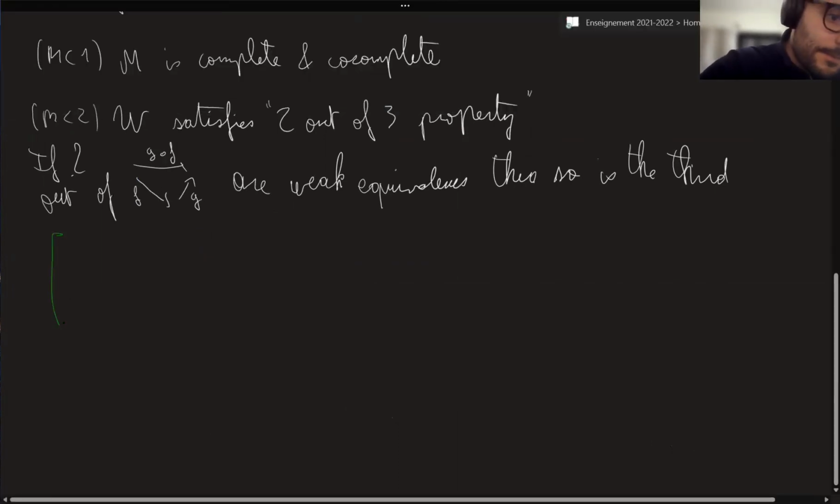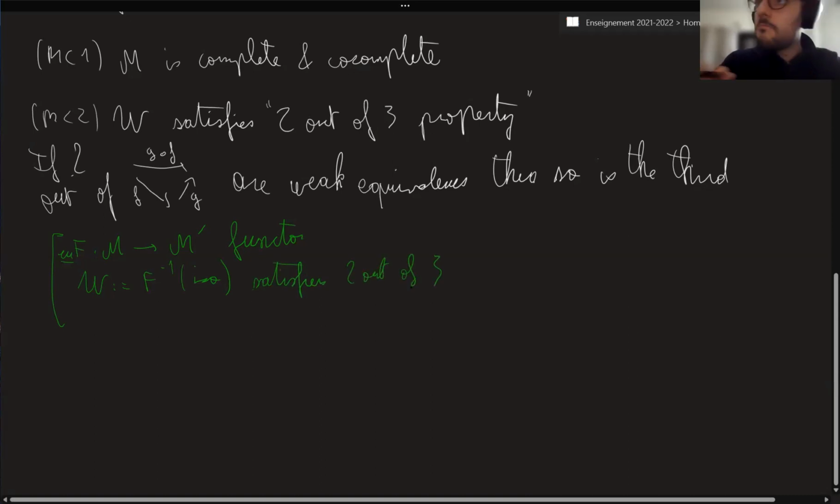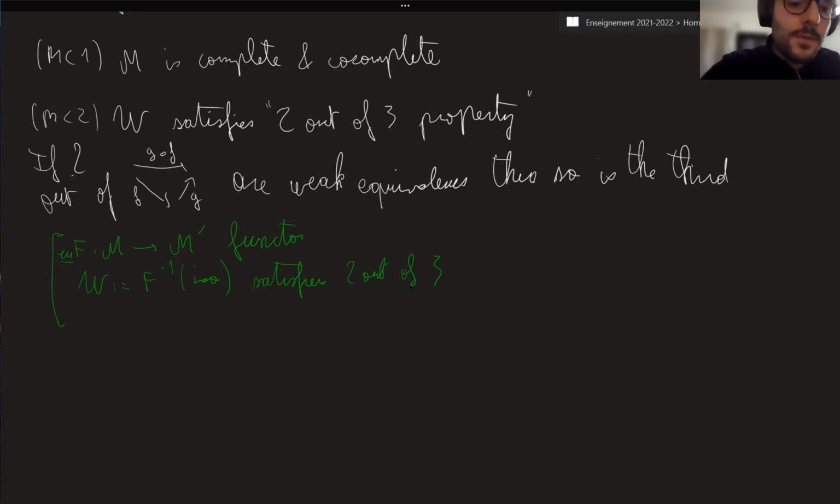So if you have some functor like that, and you define W as F minus 1 of isomorphisms, then this satisfies 2 out of 3. Because I will do one of the 3 cases, the other 2 are pretty much also obvious.